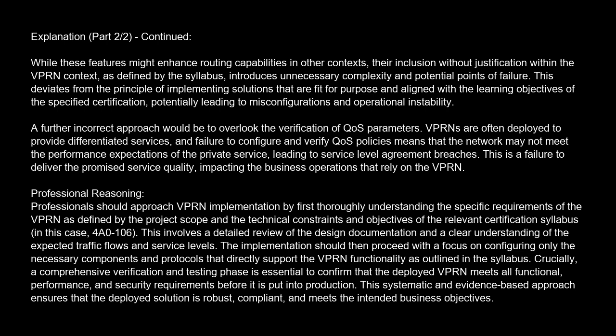Professional reasoning. Professionals should approach VPRN implementation by first thoroughly understanding the specific requirements of the VPRN, as defined by the project scope, and the technical constraints and objectives of the relevant certification syllabus, in this case, 4A0-106. This involves a detailed review of the design documentation and a clear understanding of the expected traffic flows and service levels. The implementation should then proceed with a focus on configuring only the necessary components and protocols that directly support the VPRN functionality as outlined in the syllabus.